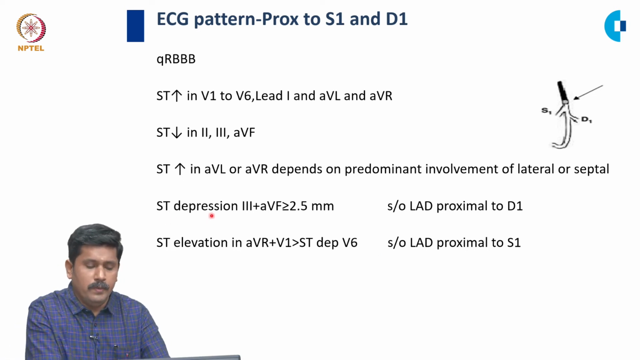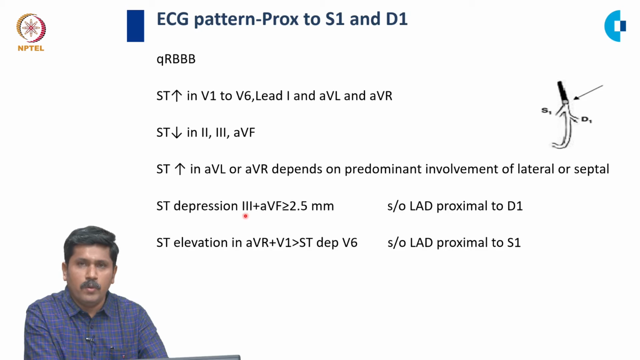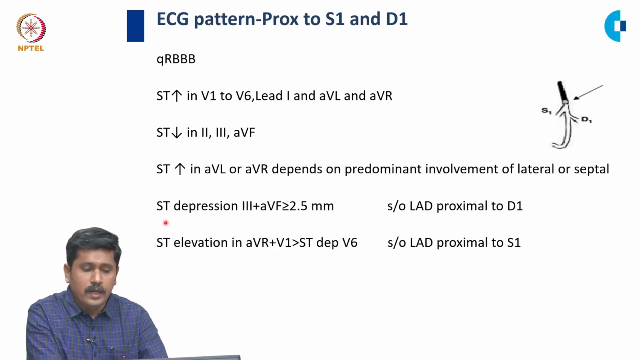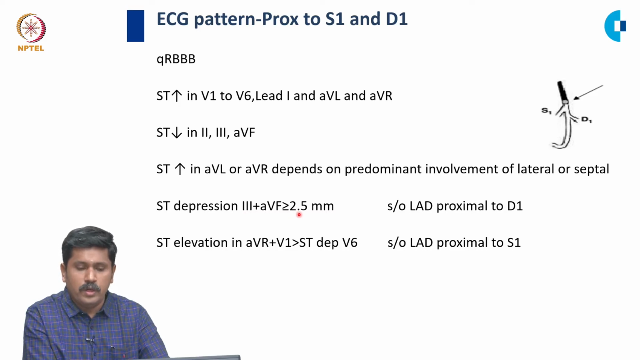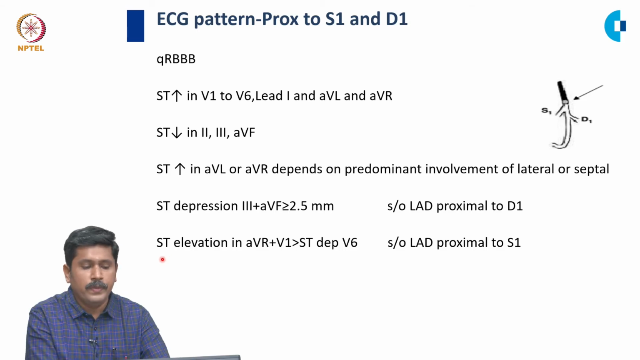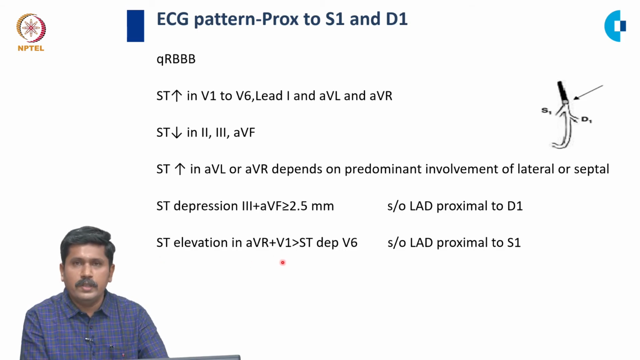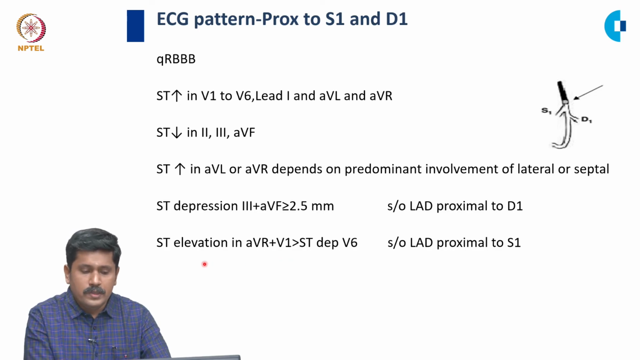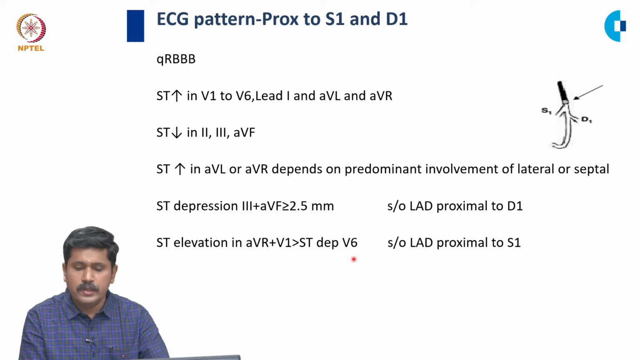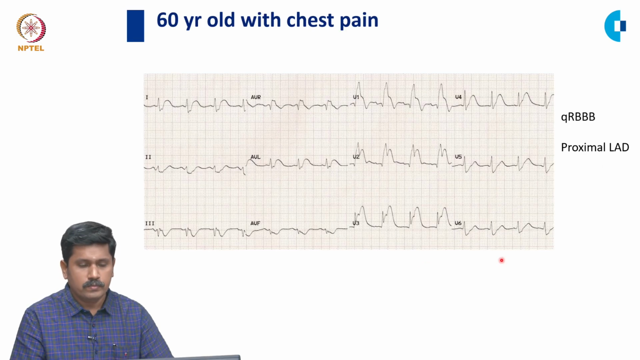So, any ST segment depression, we have seen that whenever there is a diagonal involvement, there is an ST segment depression in the inferior leads. If that ST segment depression in lead 3 plus AVF is more than or equal to 2.5 millimeter, it suggests the LAD lesion is proximal to the diagonal one. And similarly, ST elevation in AVR and V1 occurs whenever there is a septal occlusion. So, this ST elevation in AVR and V1 more than ST depression in V6 indicates the LAD lesion is proximal to the septal branch.